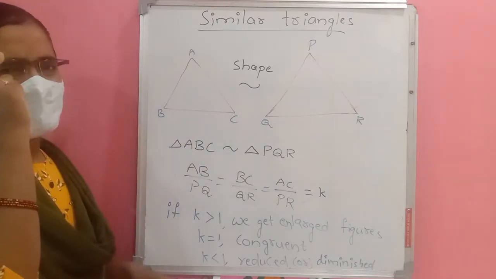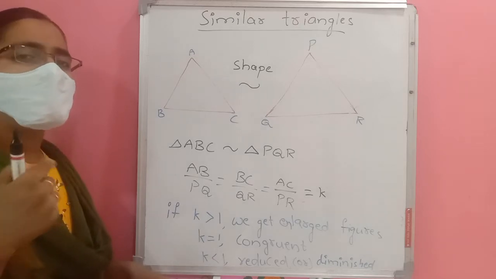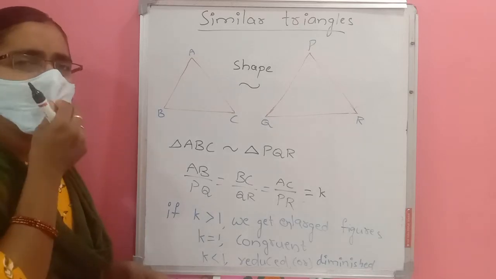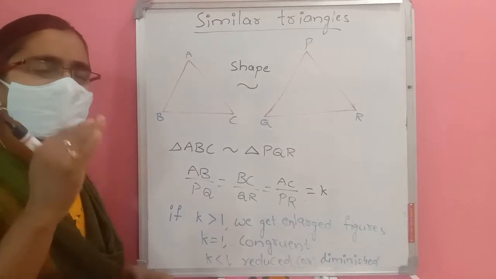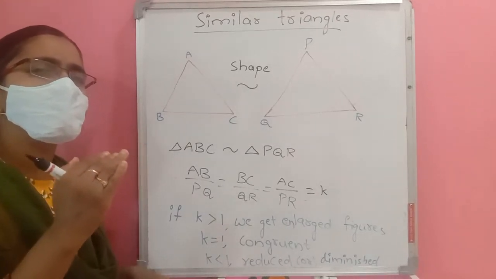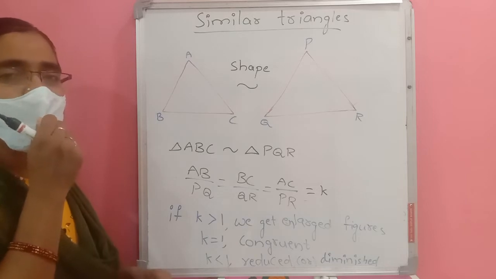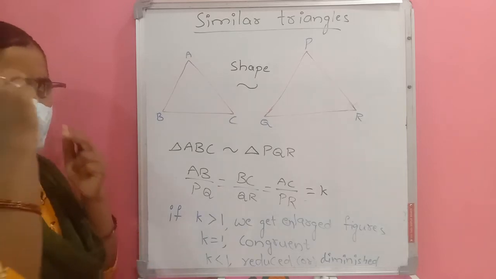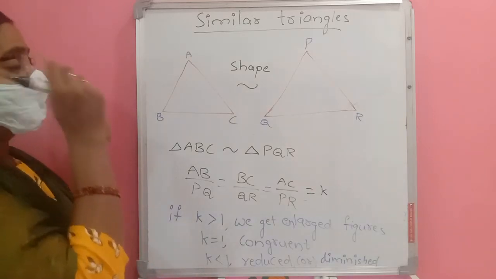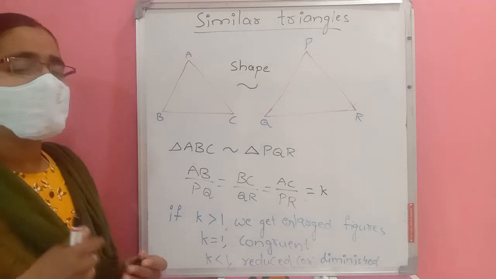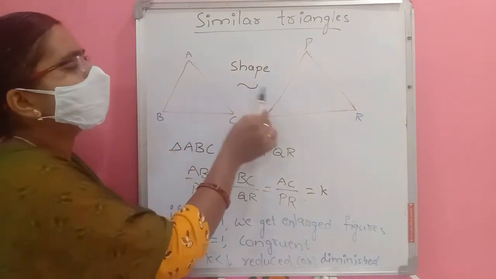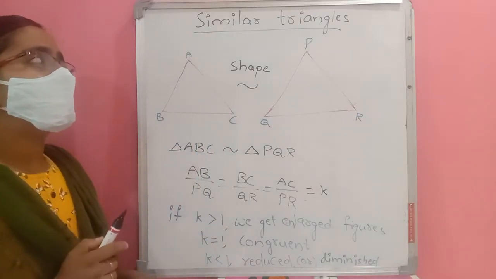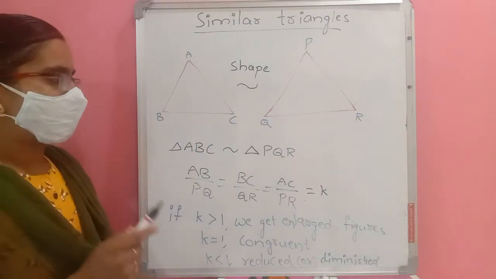A very simple example is you and your photo. When you take your photo, it is similar to you, but it is very diminished, a very small size. But when you look at your photo, you can understand that it is your photo. So the shape is the same, whether the size is different or the same, but the shape should be the same. Then those two triangles are called similar triangles.